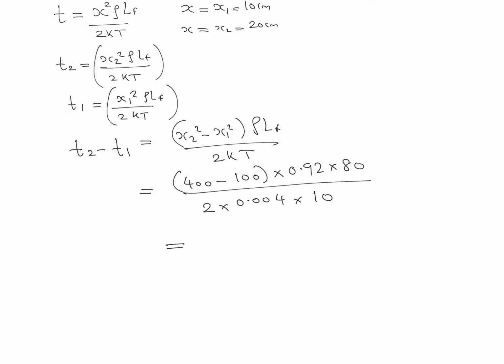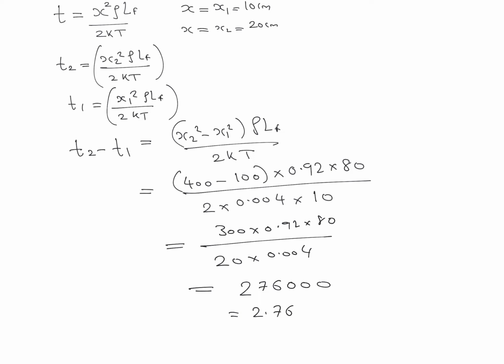So this is equal to 400 minus 100, which we can take as 300, into 0.92 into 80, divided by 2 into 10 into 0.004, which is equal to, so we'll get the answer as 276000, or you can write 2.76 into 10 raised to 5 seconds.